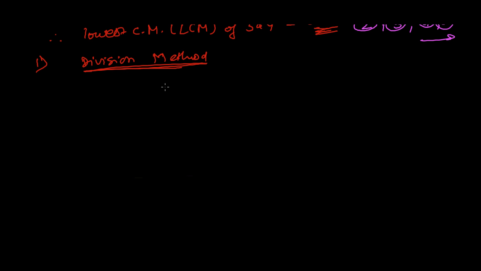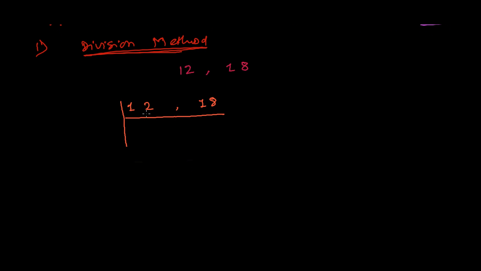Let's take any two numbers. Suppose 12 and 18. What's the LCM of 18 and 12? Let's find out. To find this by the division method, first we write 12, and then, giving a comma, we write 18. Then you make a straight line like this, and then another line like this. After that, you need to choose a number which can divide 12 and 18 together. You need to choose the smallest number.